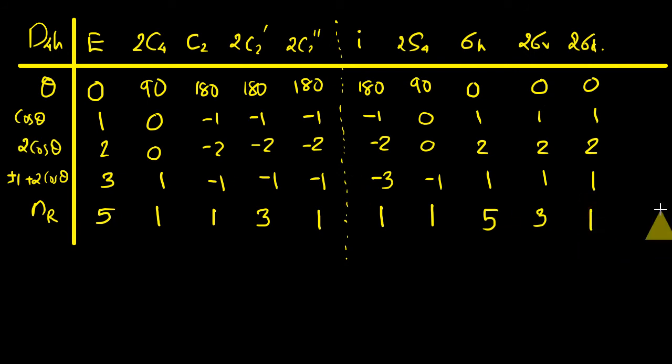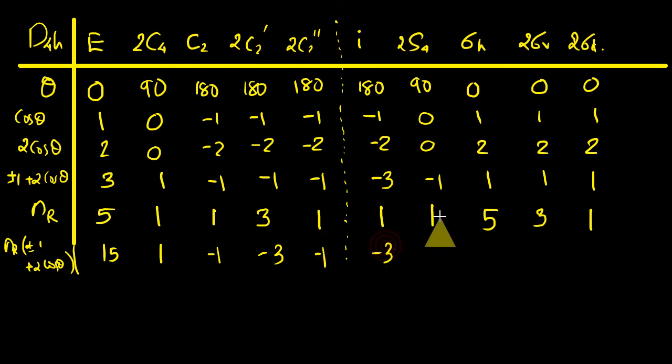Okay. So now I can find out NR times plus or minus 1 plus 2 cos theta. That is 5 into 3, which is equal to 15. 1 into 1, 1. 1 into minus 1, so this is minus 1. Then minus 3. Again minus 1. Then minus 3. Then minus 1. Then 5. Then 3 and 1.